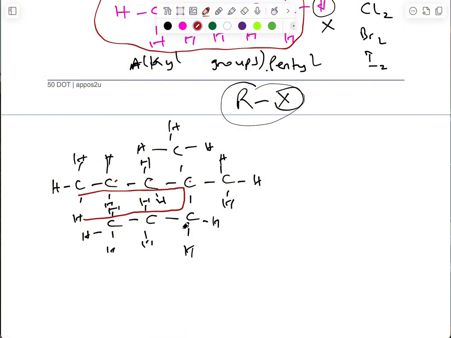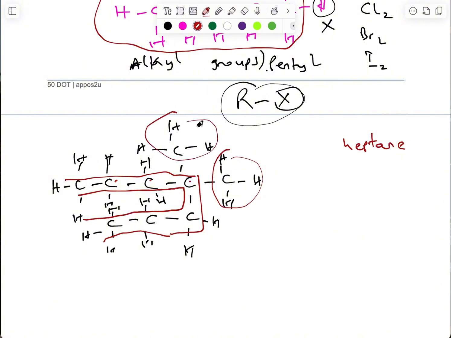Now, we'll look at each of these. Since the chain is 7, the parent name is hept, so it is heptane. Now we look at the attachments here. Any carbon that is not part of the chain is going to be an attachment. For instance, this one is going to be an attachment. Of course, this carbon is part of the chain. Let me engulf them. So this carbon is not part of the chain. This is also not part of the chain.